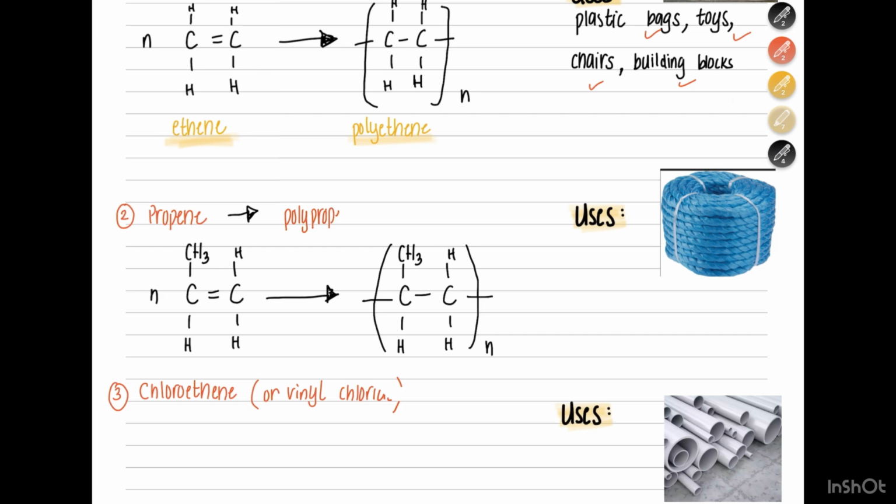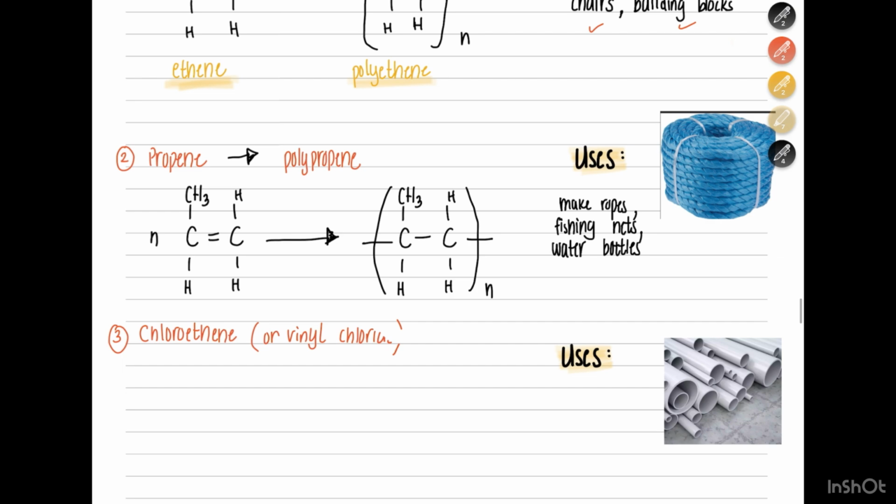If you look at this rope on the side, it is made up of polypropene. It's also used to make fishing nets as well as water bottles that we use at home. Remember that you have to learn the uses of them. You have to learn the names of them, for example, it's called polypropene, because you will be asked in the question paper.